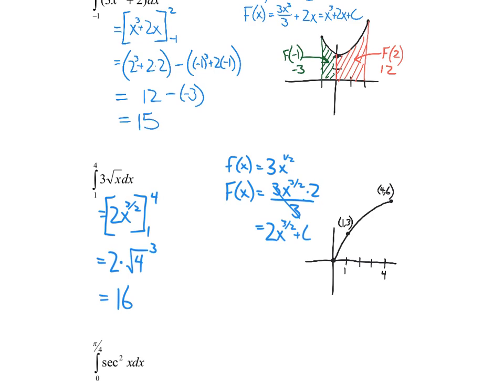Now, what we just found here was this area right here, all the way over to 0, or all the way over to the y-axis. That is the capital F of 4, and that is 16. The problem is we included too much area, and this is why the fundamental theorem of calculus says we need to now subtract the capital F of 1. Okay? So it's 2 times the square root of 1 cubed, so that's minus 2.